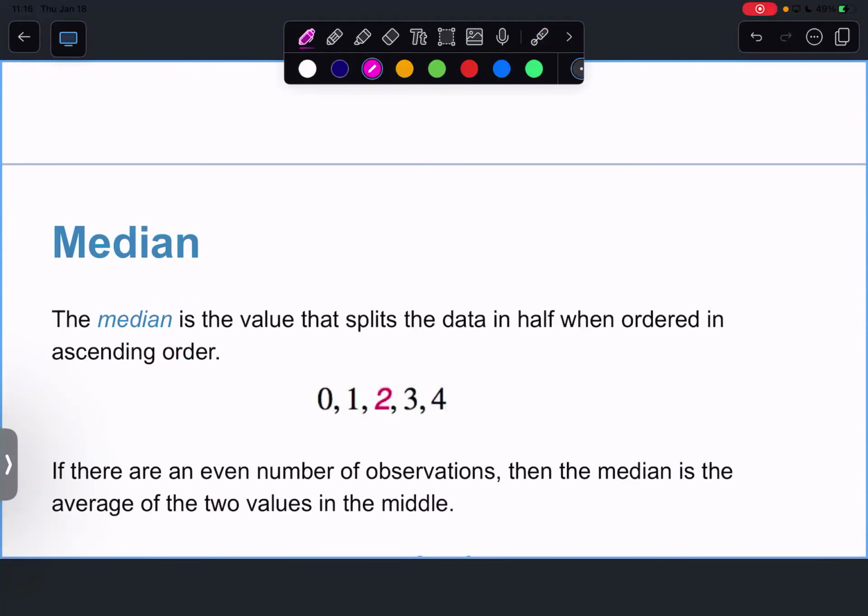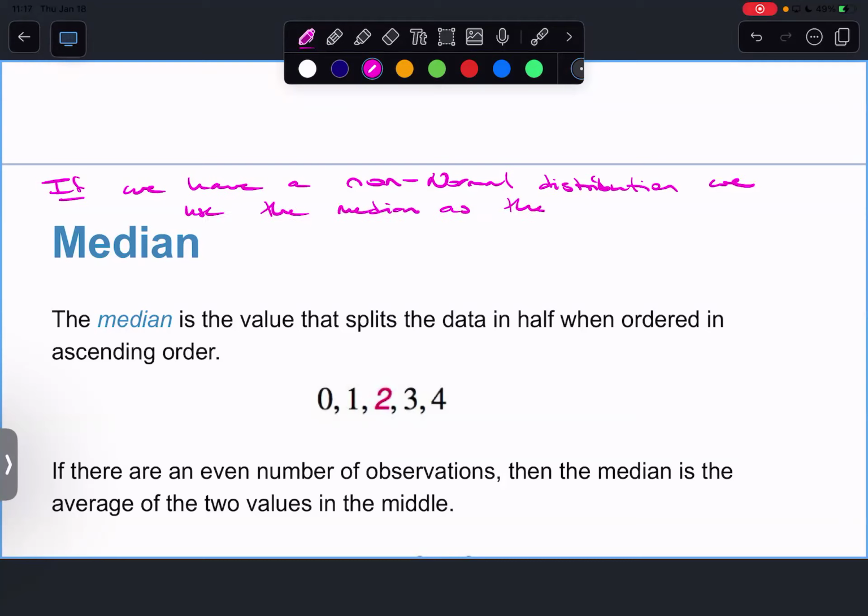So we talked about the mean, we talked about the standard deviation or the variance a lot, and then we said, well, then you just take the square root and there you have the standard deviation, right? And the standard deviation is a measure of spread if you have a normal distribution. So now what if we don't have a normal distribution? If we have a non-normal distribution, we use the median as the center.